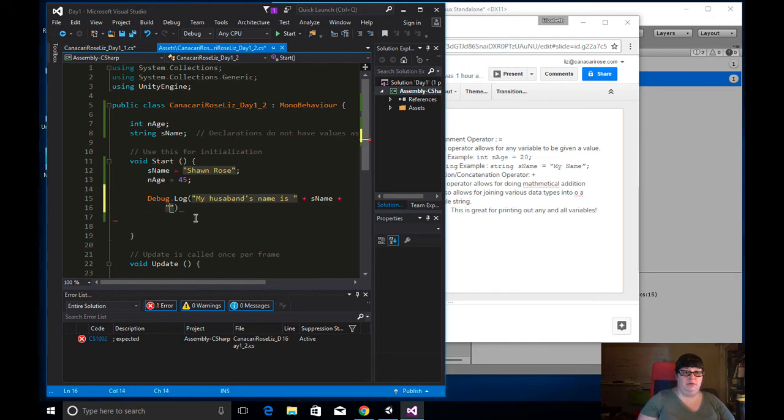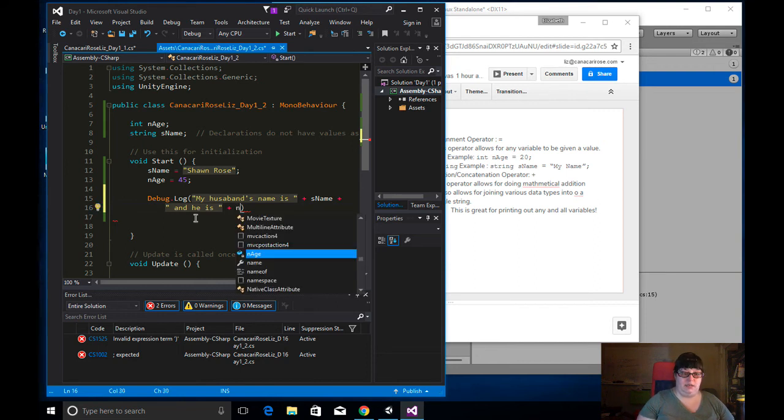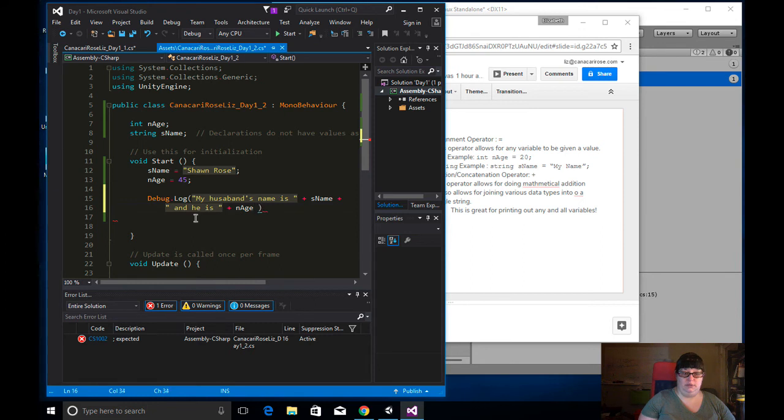Now I can continue, and he is, I'm going to put in another plus sign, and we're going to put in an age, put in another plus sign, and then add the ending, years old. Now the only thing that we're missing, even though this is on two lines, is that we still need to tell the computer where this statement stops with our semicolon.